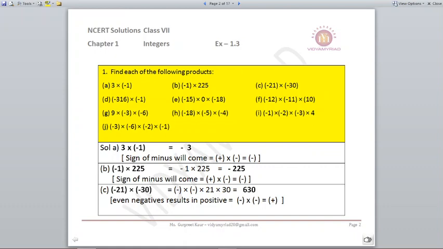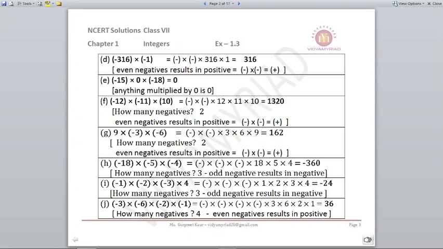Next, minus 21 multiplied by minus 30. Now here see there are two minus signs. So minus and minus will become plus. So my answer will come in the positive. That is 630. Same way, let's see the D part.